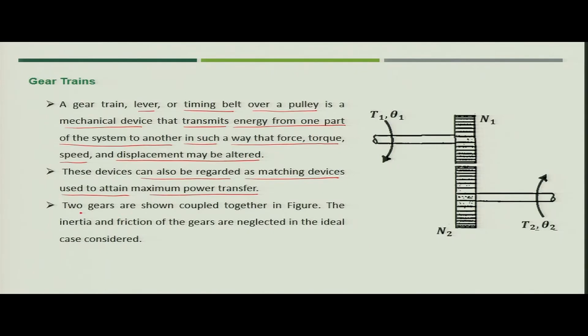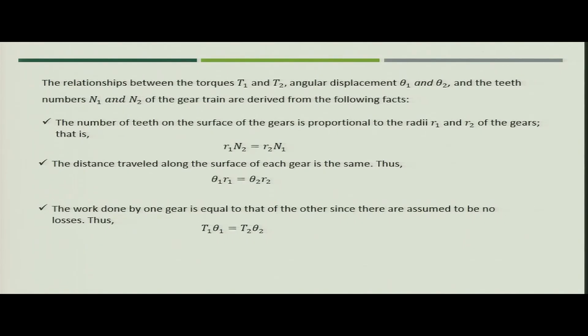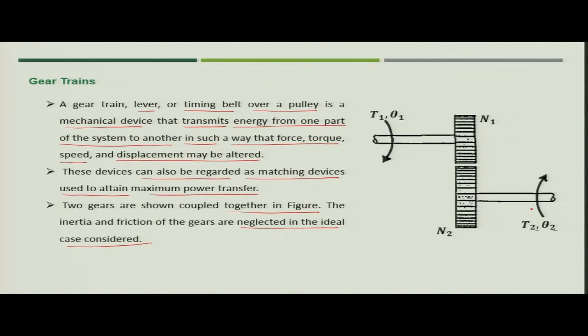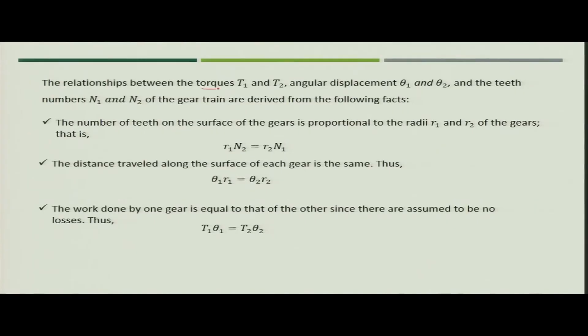Now, we see in the figure two gears coupled together. The inertia and friction of the gears are neglected when you consider the ideal case. So, in this case T1 through these gears is transferred to the second gear, that is having torque T2. Now, how will we create the relationship between T1 and T2? So, the relationship between torque T1 and T2, angular displacement theta 1 and theta 2, and the teeth numbers in the gear, that is N1 and N2, can be correlated with the following facts.